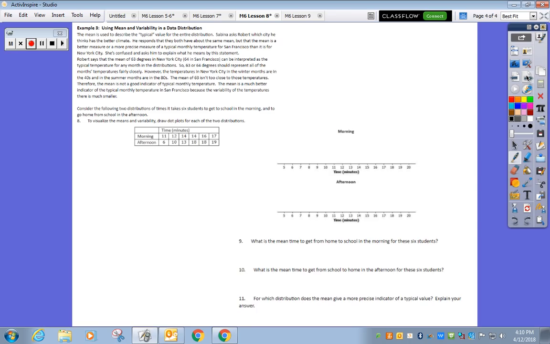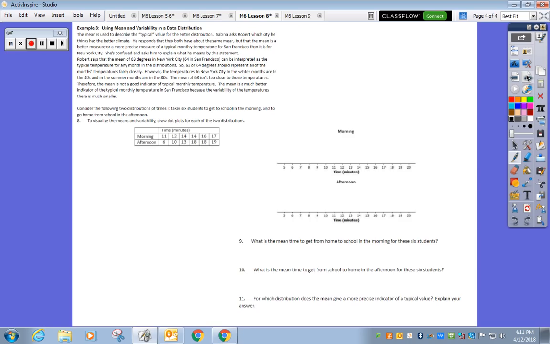Robert says that the mean of 63 degrees in New York City, 64 in San Francisco, can be interpreted as the typical monthly temperature or the typical temperature for any month in the distribution. So 63 or 64 should represent all of the month's temperatures fairly closely. However, the temperatures in New York City in the winter months are in the 40s and in the summer months are in the 80s. The mean of 63 isn't too close to those temperatures. Therefore, the mean is not a good indicator of typical monthly temperature. The mean is a much better indicator of the typical monthly temperature in San Francisco because the variability of the temperatures there is much smaller.